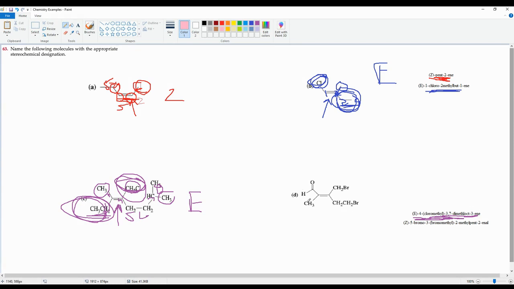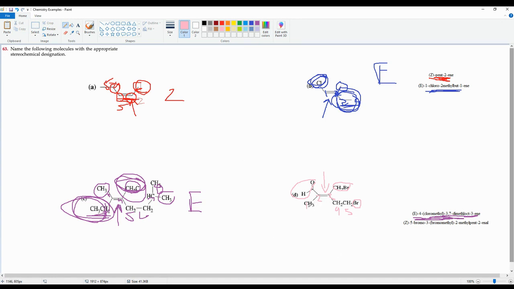So our last molecule, we're going to have 1, 2, 3, 4, 5 carbons. We're going to have an OH group over here attached to carbon 2. We're going to have a bromine group and a methyl group attached. And then we're going to have a bromine group attached to the last carbon. And then over here we see our double bond, our functional group. So we're going to focus on that.